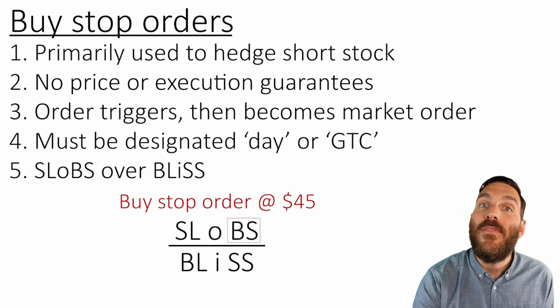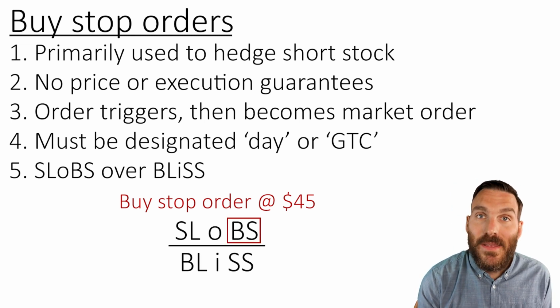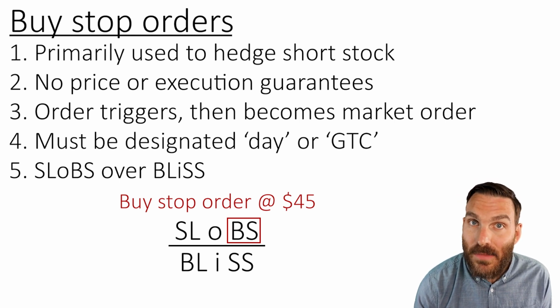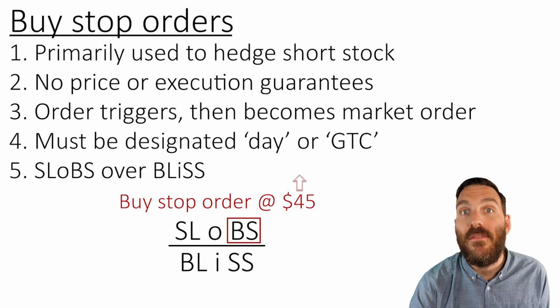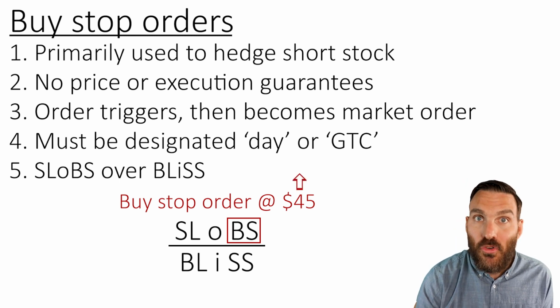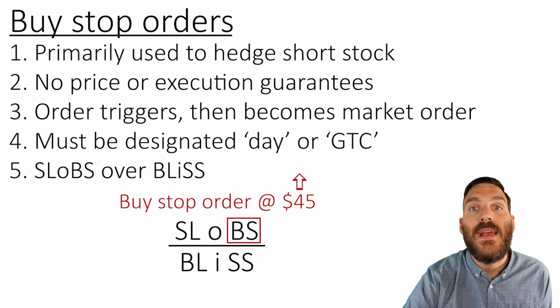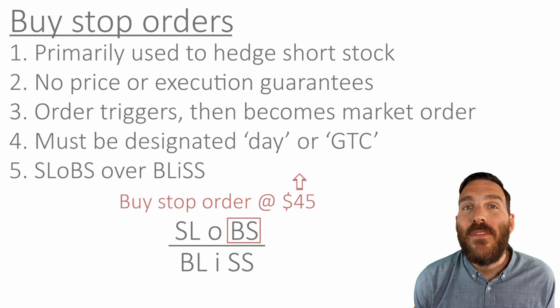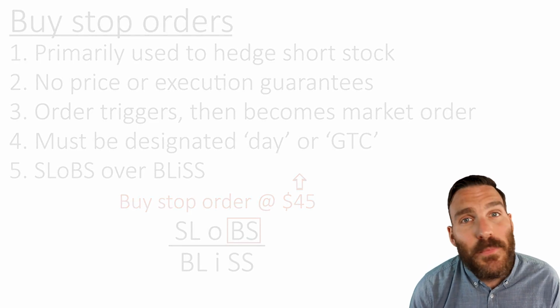BS is above the line. So that tells us for something to happen with this order, we need the market price to hit the price specified, in this case here 45 or above. And once it gets to that point, the order will trigger and then it executes at whatever the next available price is after that.